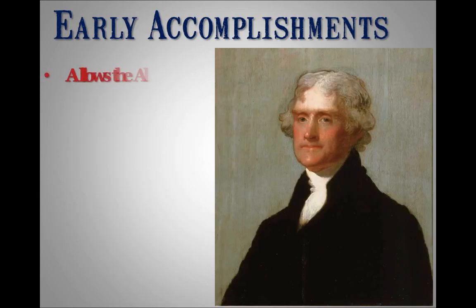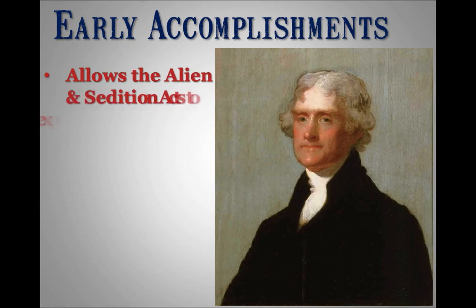Some of Thomas Jefferson's early accomplishments: he allows the Alien and Sedition Acts to expire. We talked about that in a previous lesson. The Alien Acts were if somebody were to be threatening the government, they could be sent out of the country. And Thomas Jefferson did not agree with these acts, so he wanted to get rid of them. And the Sedition Acts were if anybody was found talking badly about the government, they could be imprisoned. Jefferson did not like these acts, so he let them expire.